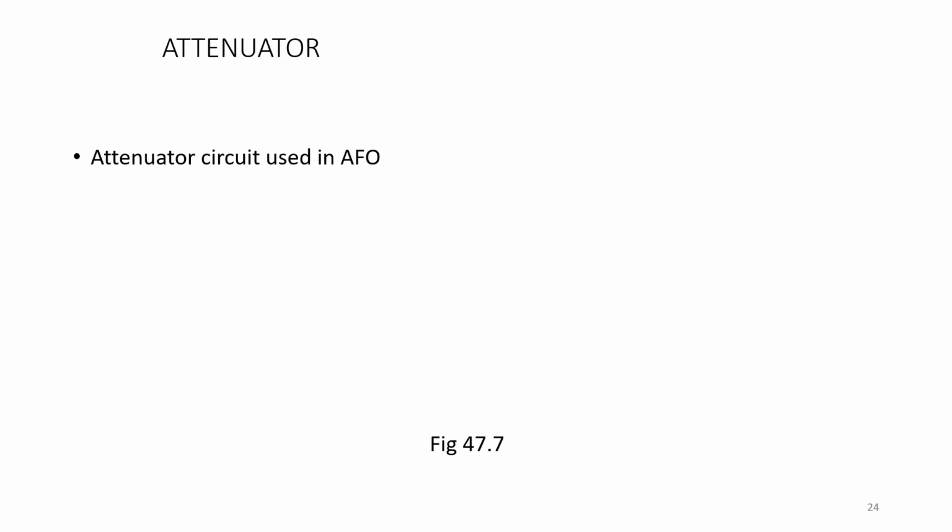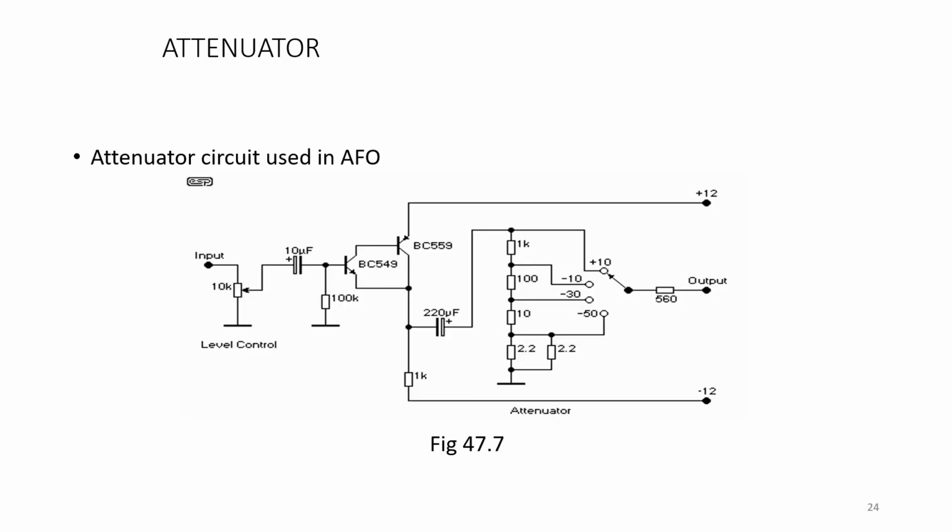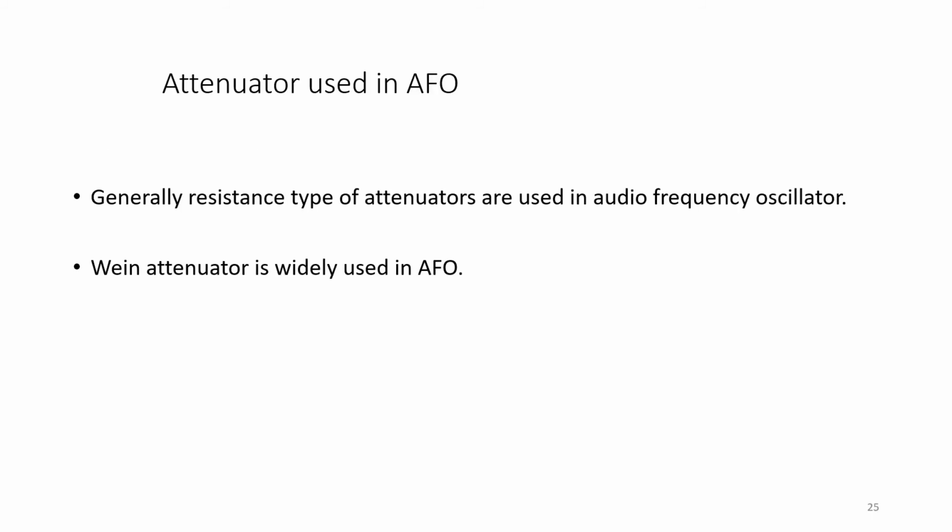Attenuator circuit used in AFO. So we have the range switch for obtaining different ranges. To obtain different ranges, we are connecting different resistors in series as shown in this figure. So this is the attenuator section used in the audio frequency oscillator. Generally, resistance type attenuators are used in audio frequency oscillators.